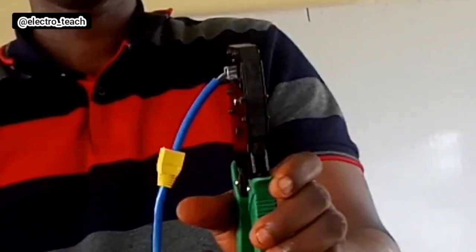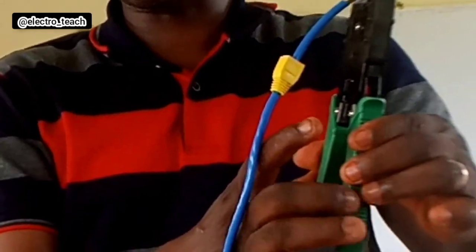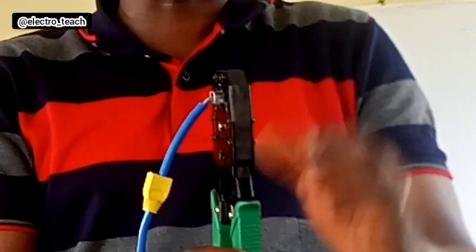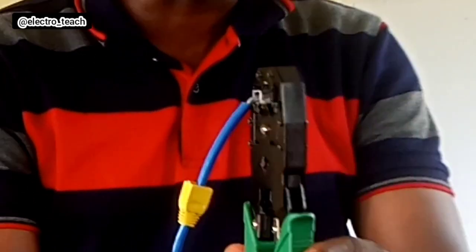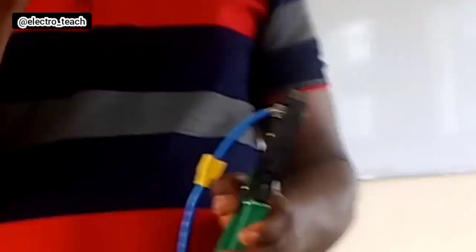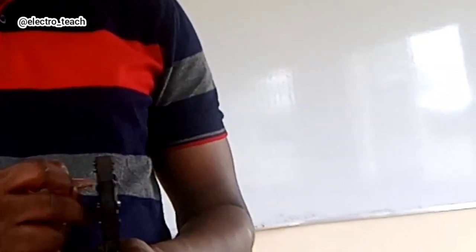Then you now operate it from here. When you operate the lever, then it crimps the wire into the connector. You will hear a clicking sound. When that sound comes out, it means the crimper has done its job.